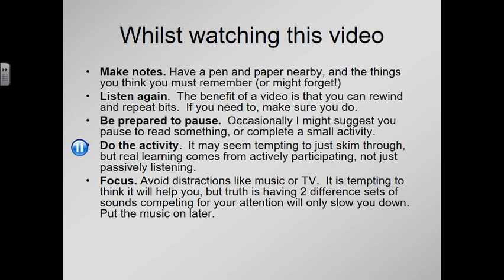Remember to make notes as you go again. Rewind and listen again if you need to. There will be a chance to pause and complete an activity and avoid distractions.